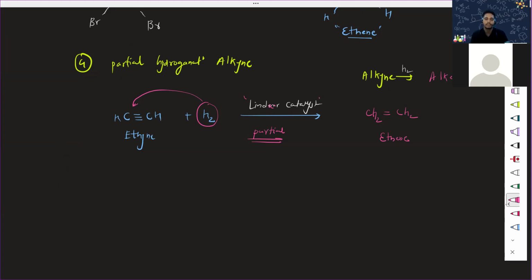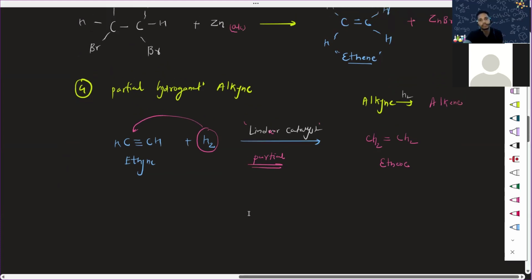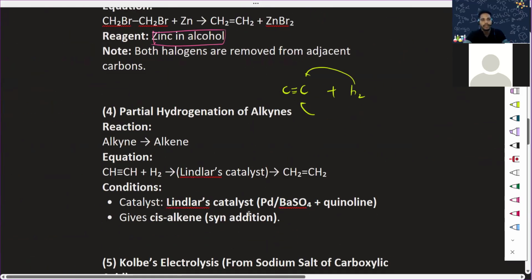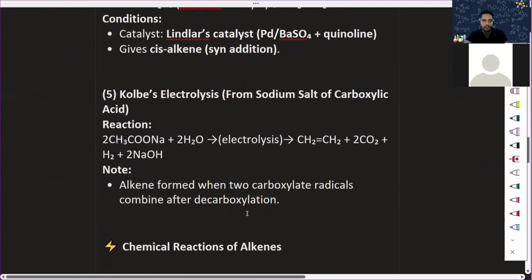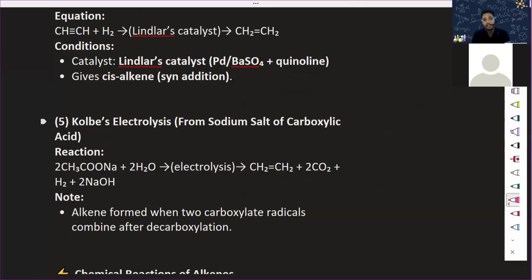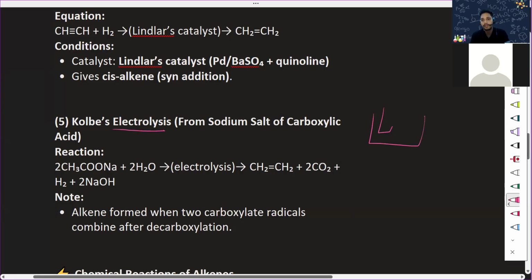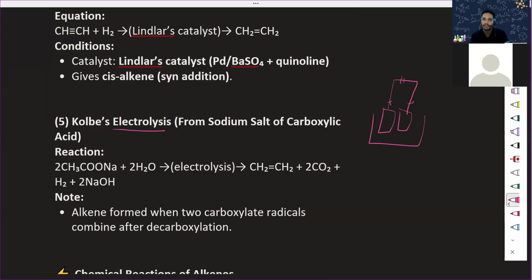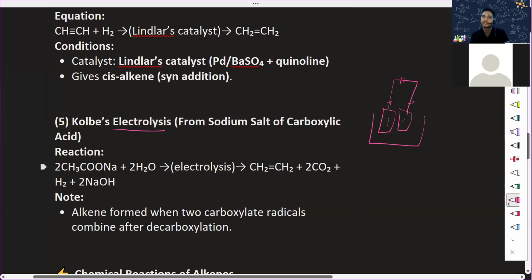Done. Now let's move to the very important part, that is Kolbe electrolysis. What do you mean by electrolysis? We have a cell where electrodes are there, positive and negative, cathode and anode. Electricity will be passing from there, and bubbles will be formed on the cathode and anode. Okay, that is electrolysis. Got it? Very good.